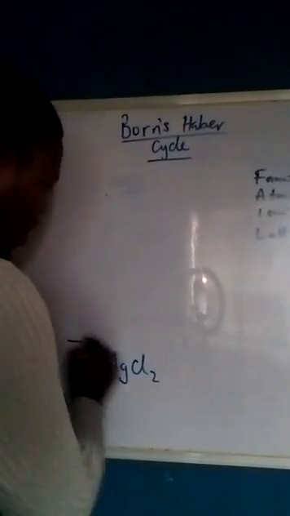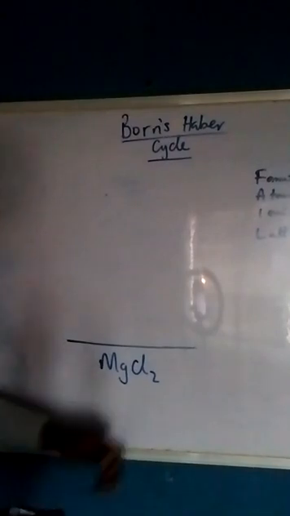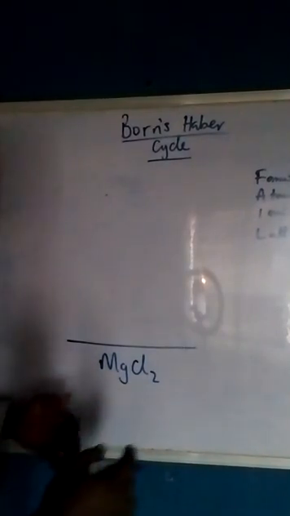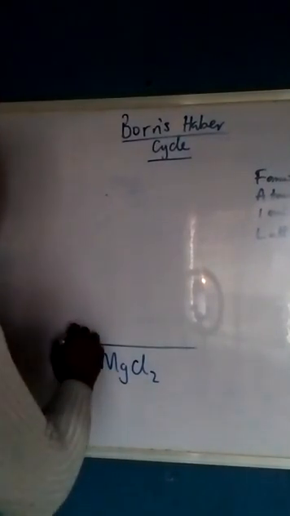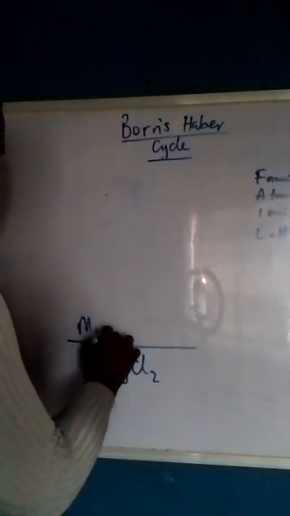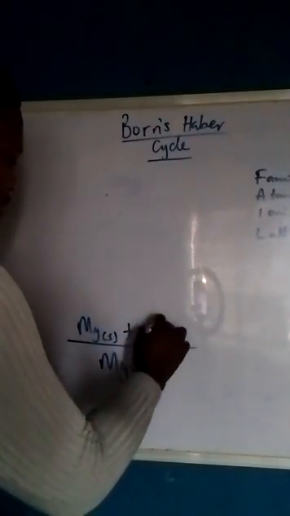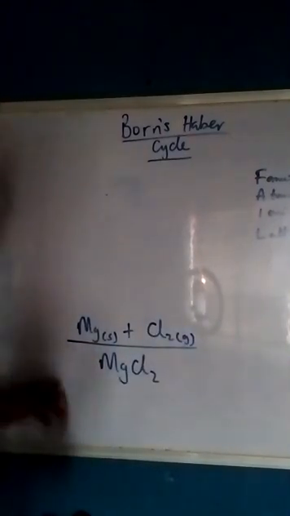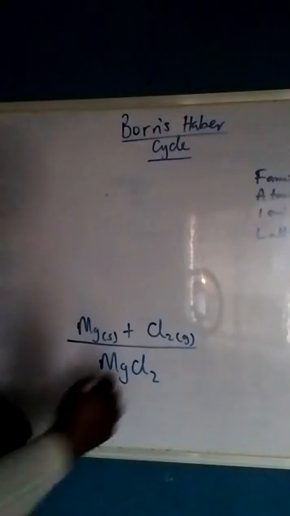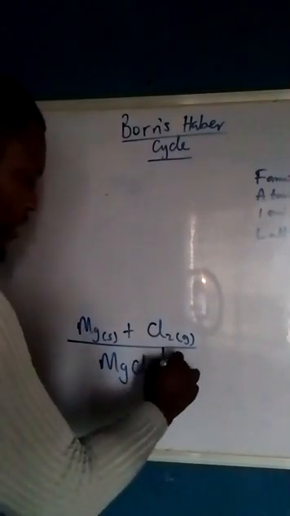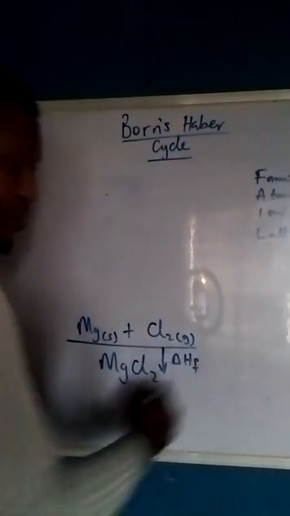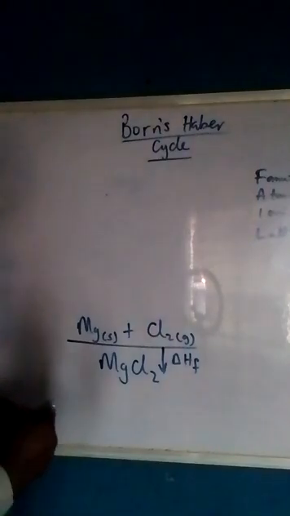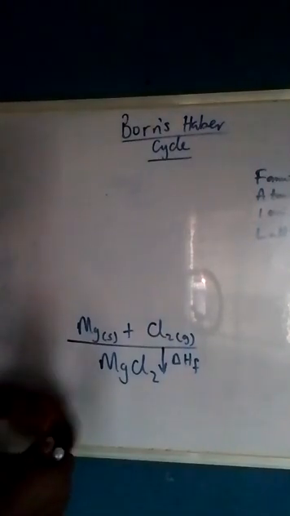So how do we get magnesium chloride? Now I want to separate this into the constituent elements, that is magnesium solid and chlorine gas. Once we're done, we're going to have the heat of formation here, delta H F. That's the heat of formation of magnesium chloride.